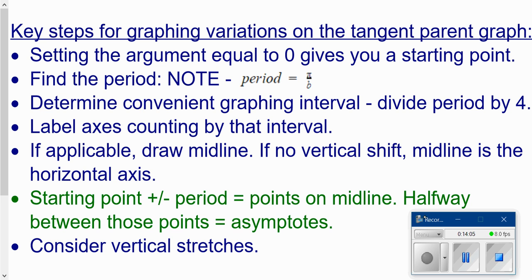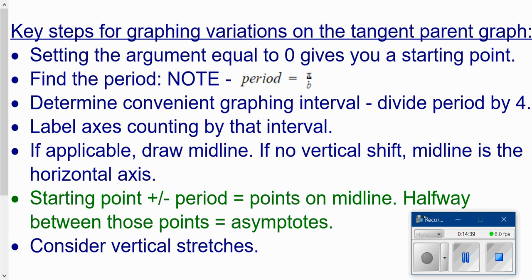Then you find the period, and notice that for tangent, it's not 2 pi over b, it's just pi over b because we're dealing with tangent. Then you're going to find your convenient graphing interval by taking that period value, dividing by 4, and labeling your axes using that interval. Okay, so some of this should seem really familiar from sine and cosine life. If you have some kind of a vertical slide, I recommend drawing in your midline with a little dotted line. If there isn't a vertical shift, the midline is going to be your horizontal axis.